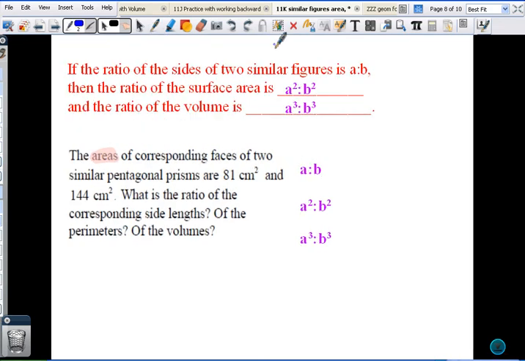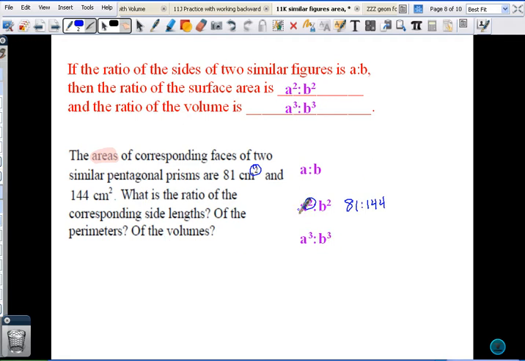So let's take a look at this one. It says the areas of corresponding faces of two similar pentagonal prisms are 81 and 144. Well, I know area is squared. It's also helpful to sometimes use that 2 here is the same as that 2 there. So I have 81 to 144. And it wants to know what's the ratio of the corresponding side lengths, so I'm going to need to find A to B, of the perimeters, which is also A to B, and of the volumes, which is A cubed to B cubed.